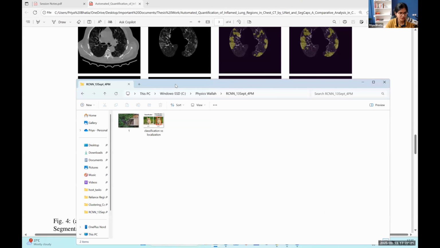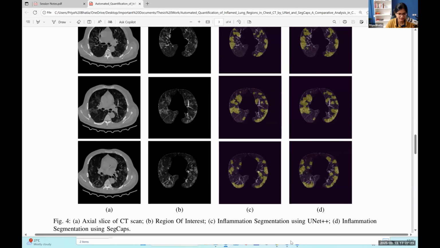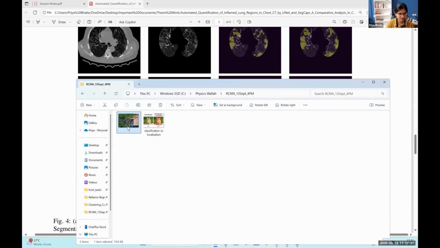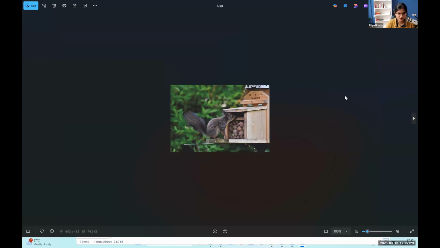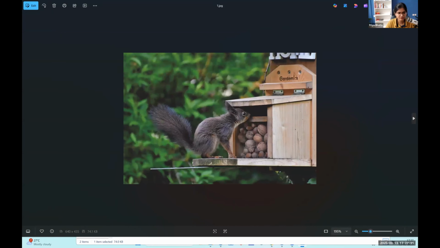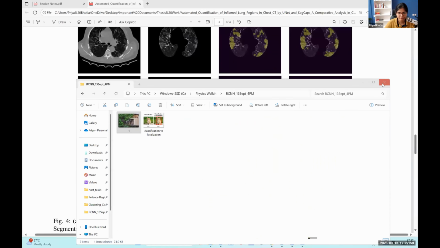But let me just showcase you. I have taken this image from Kaggle just to give you guys one example. So this is the image. I hope everybody can see this image, right? Now, we want to check how this RCNN will be able to detect the object inside this. That's the main target. I hope it is clear to everyone what we have to do.